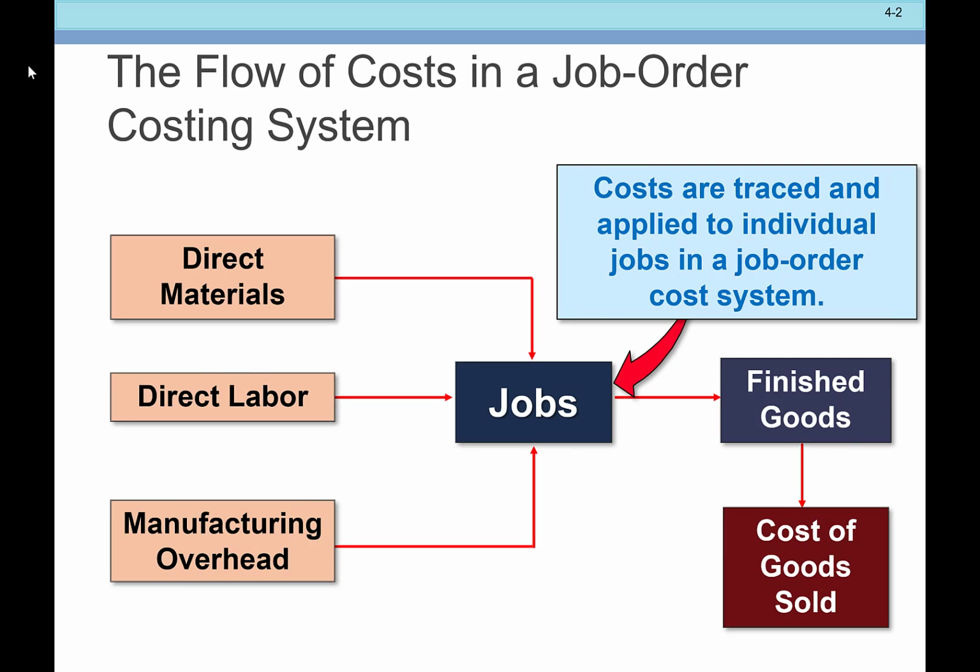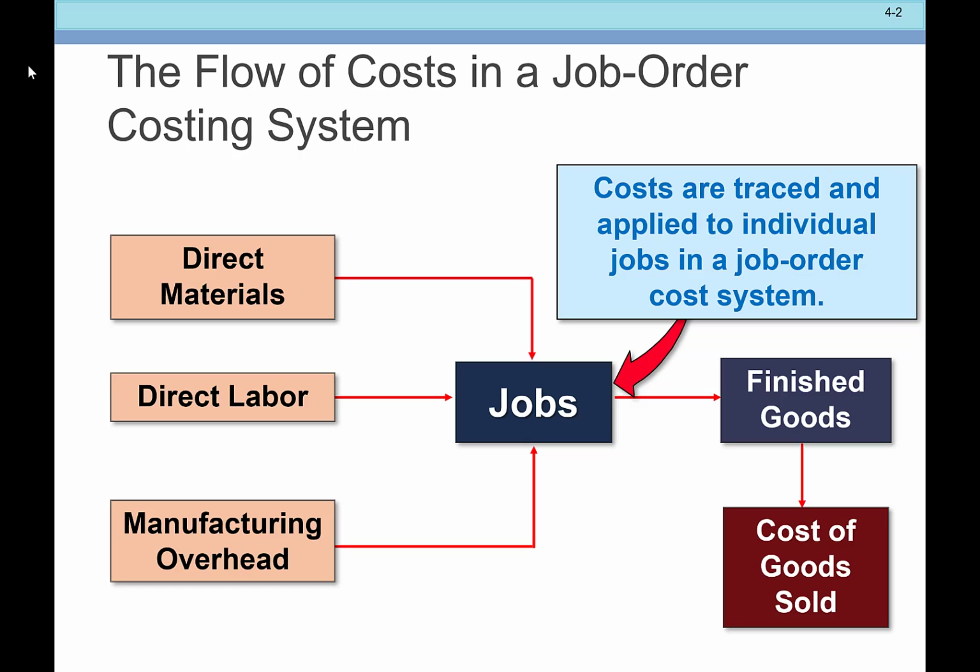Let's take a look at process costing. For job order costing, we have our product cost that we track by job. We have our direct labor and our direct materials. Our manufacturing overhead is one of our product costs, but we had to apply that to jobs, and we used some sort of driver, like direct labor hours.